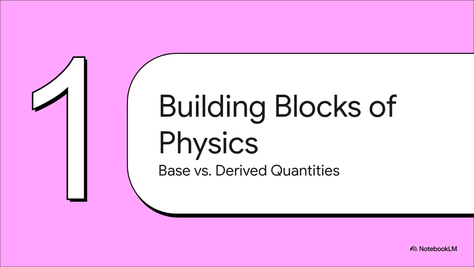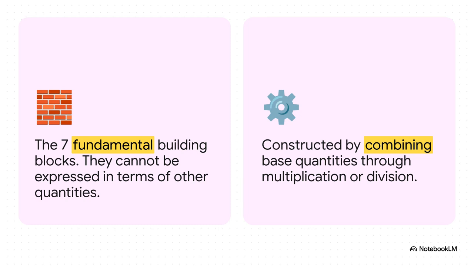First up, the fundamentals. I want you to think of all of physics like a giant box of Legos. You've got these few, super basic, fundamental bricks. We call those base quantities, and you use them to construct literally everything else. So what's the difference? Well, base quantities are the originals. They're the 7 core ideas that you just can't break down any further. They just are. Everything else, and I mean pretty much everything, is a derived quantity.